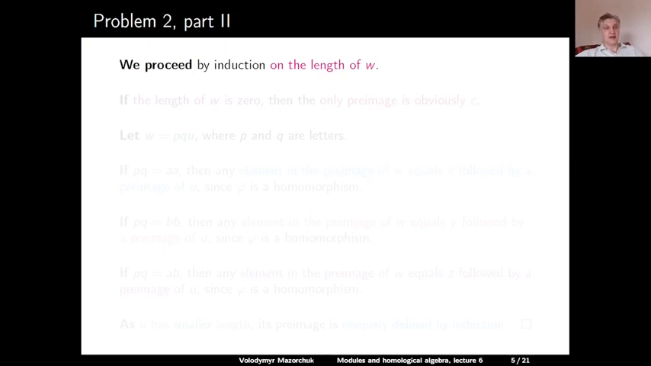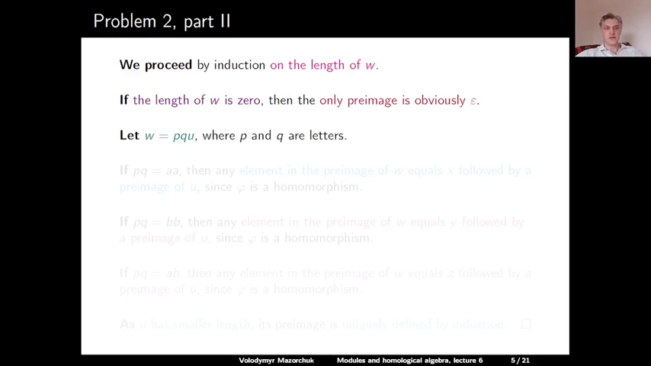Let us proceed by induction on the length of W. So if the length of W is 0, it's the identity element, and so the only preimage is obviously the identity element. So assume that the length of W is greater than 0, then it's greater than or equal to 2. Let us now write W as PQU, where P and Q are letters, and consider three cases.